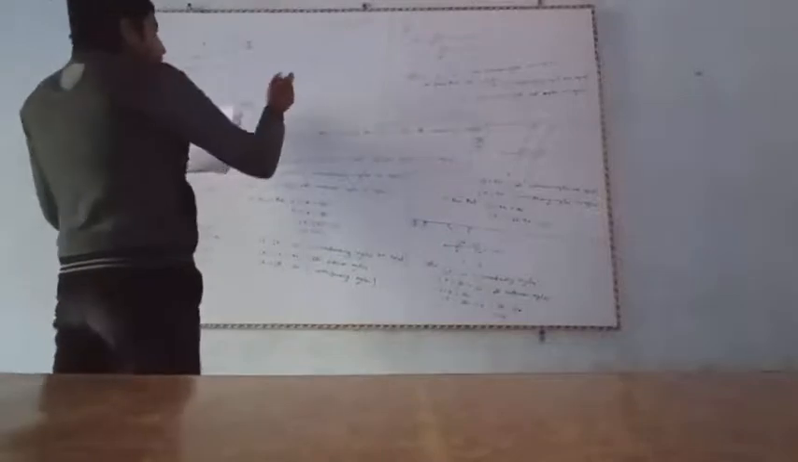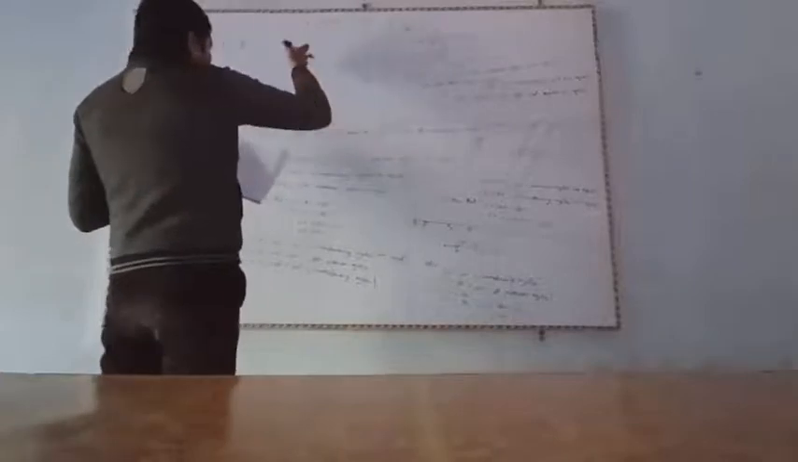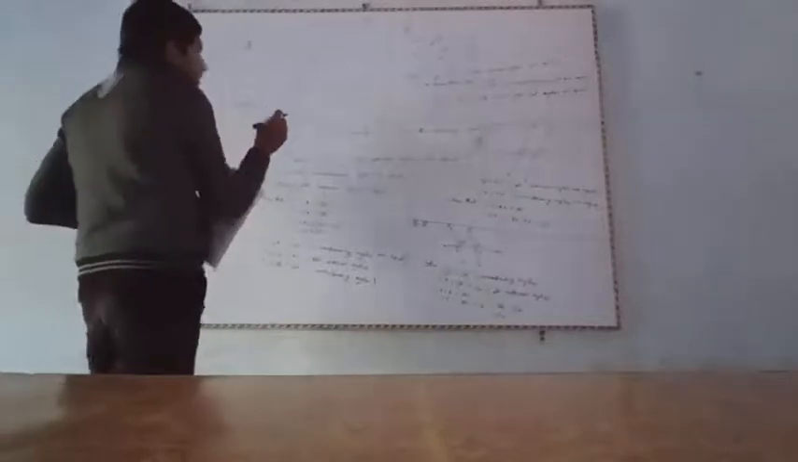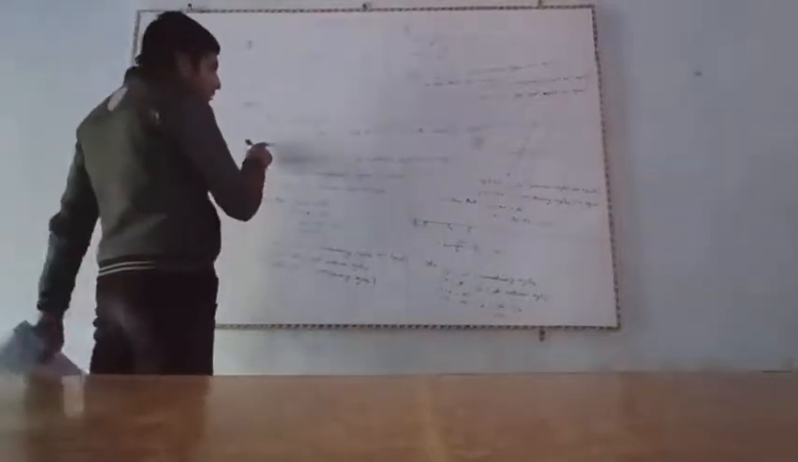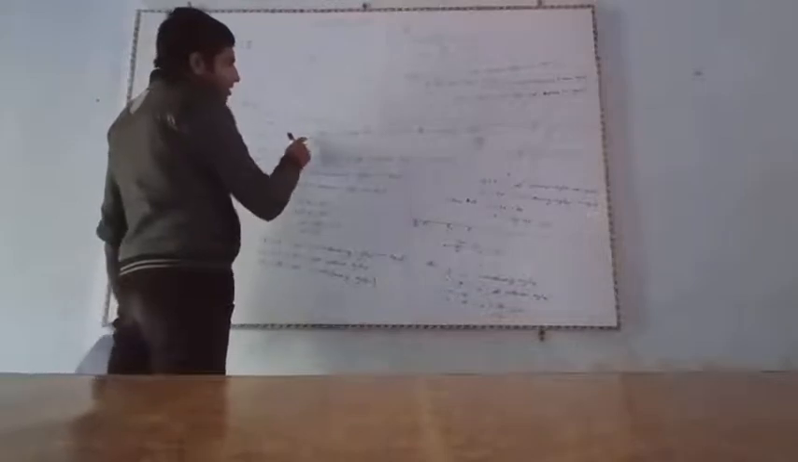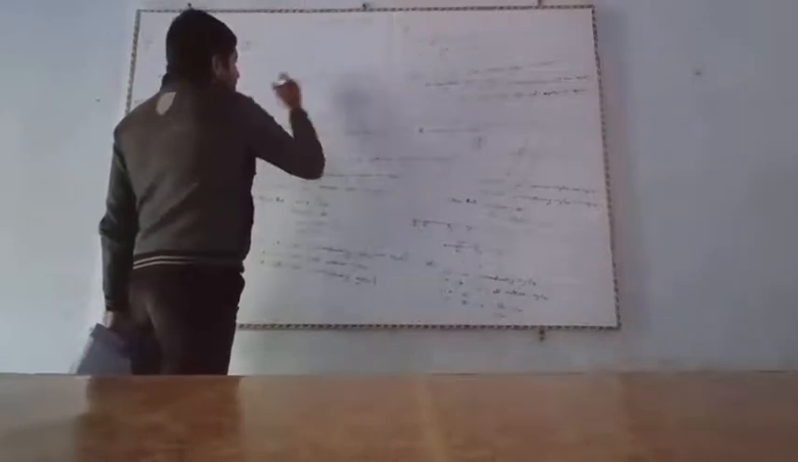Here you are given a figure in which two straight parallel lines P and Q are intersected by a straight line, small r. Solution. Here you see P is parallel to Q, and R is a transversal. If angle 5 is equal to 60 degrees, then we have to find all the remaining angles.